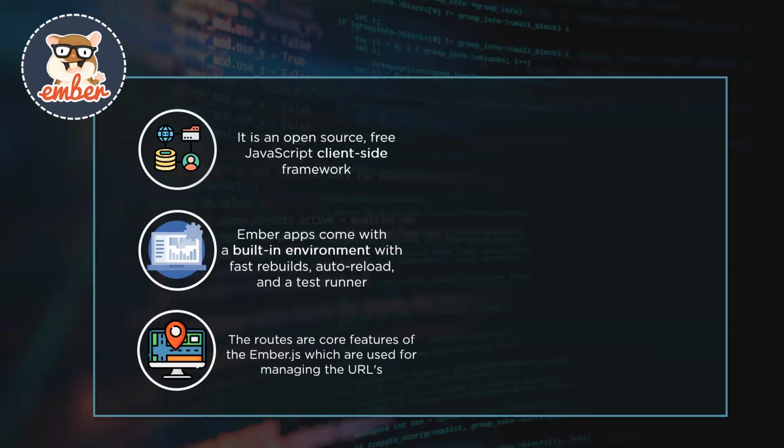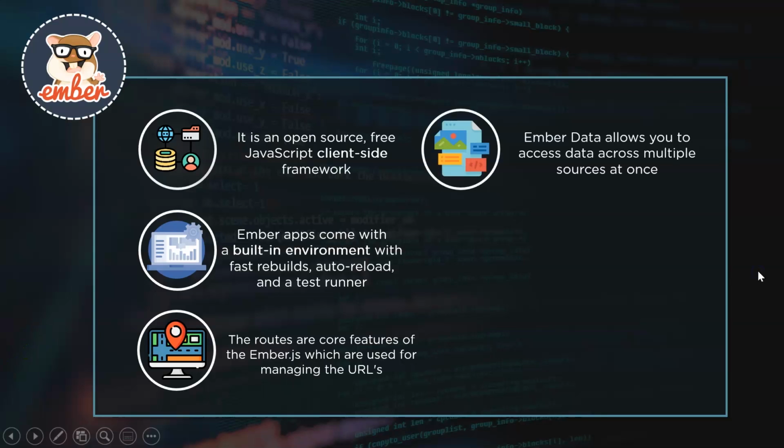Now Ember's built-in router is a best-in-class solution that incorporates async data loading with dynamic URL segments and query parameters. The Ember router seamlessly supports nested URLs with incremental data fetching, nested loading, and error substates. Now Ember Data allows you to access data across multiple sources at once, set up asynchronous relationships, and keep models up to date across your app.